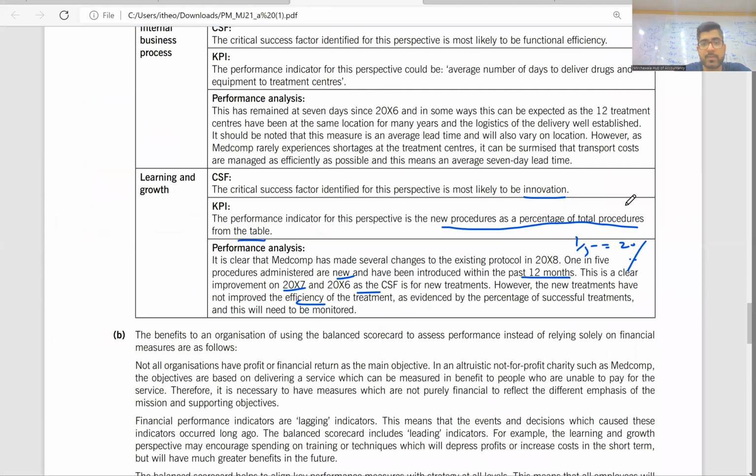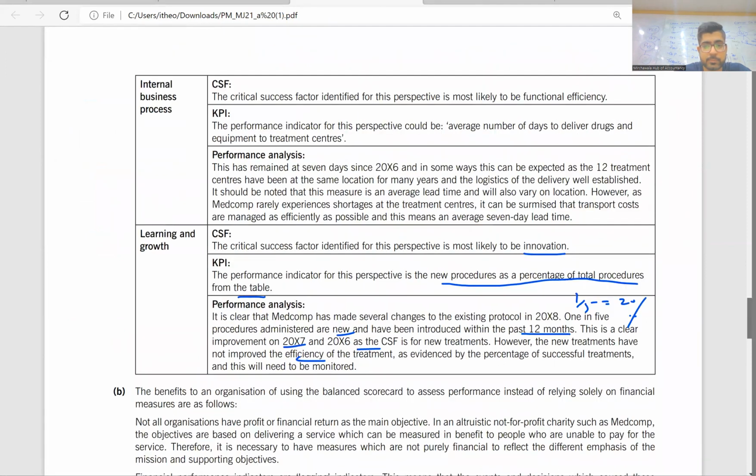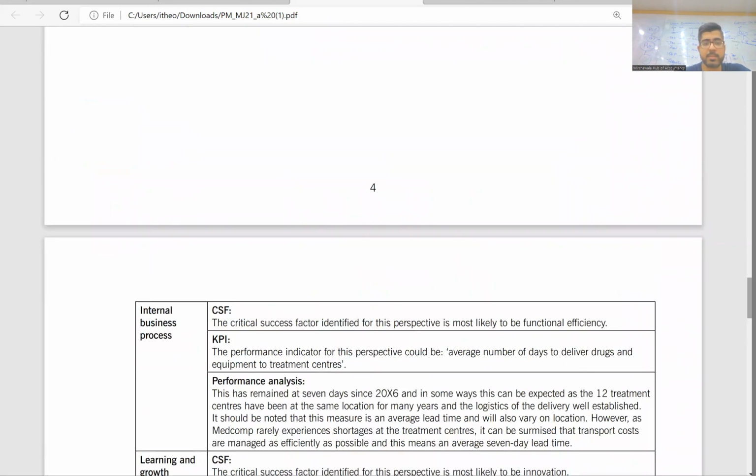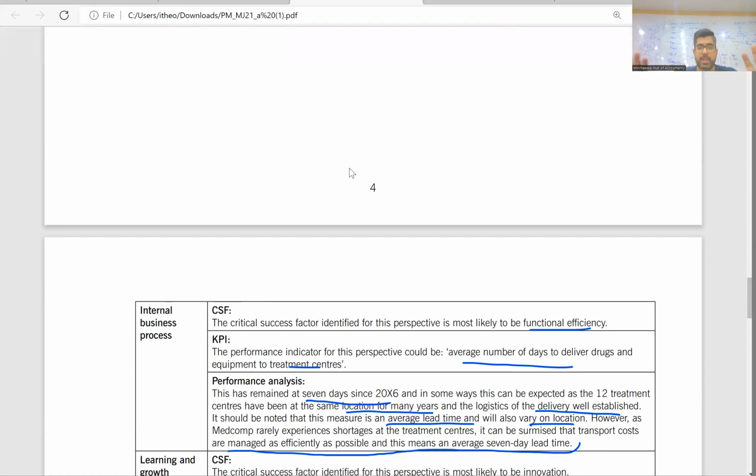Let's have a look at the examiner answer regarding this. Internal business: it states that the critical success factor is efficiency. The indicator could be number of days to deliver drugs. Same analysis: this has remained at 7 days. This can be expected as the 12 treatment centers have been at the same location for many years. Logistics are well established. This measure is an average lead time and can vary by location. It can be summarized that transport costs are managed as efficiently as possible. This means a 7-day lead time. The company has a good transport system.